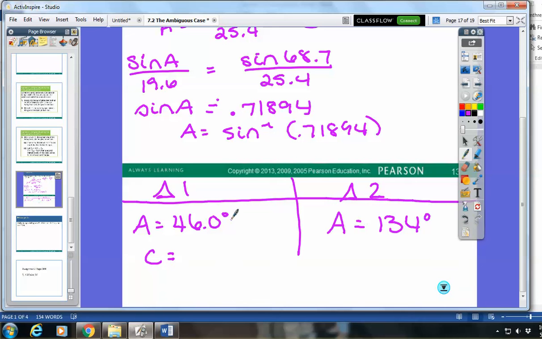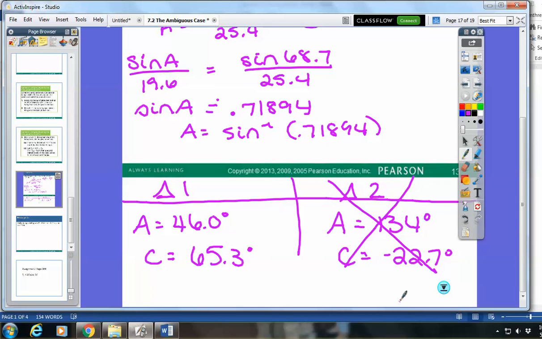Okay, next step, find angle C. So 180 minus 46 minus angle B, which was 68.7. That gives me 65.3 degrees. Over here, 180 minus 134 minus 68.7 gives me negative 22.7 degrees. What does that mean? Can't happen. You can't have a triangle with a negative angle. So this is a case where we are only getting one triangle.